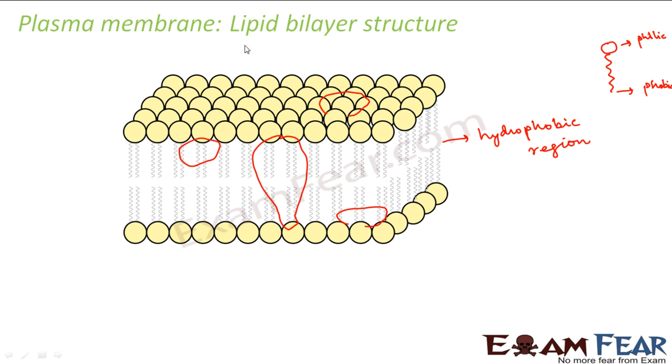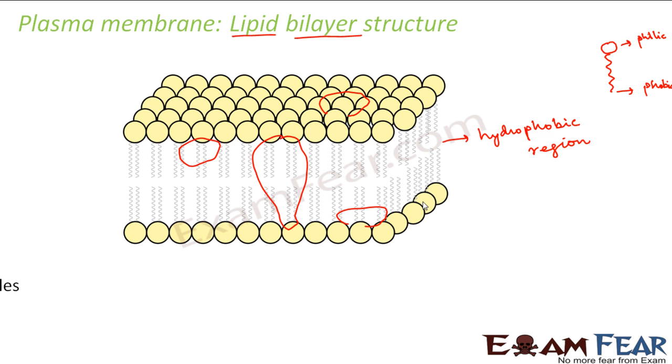Why is it known as a lipid bilayer? Because there are two layers of lipids. If you see, this is one layer and this is another layer. Basically, it is like two layers of lipids. Their hydrophobic ends are towards each other, therefore there is a hydrophobic region in between. Right? So are you clear with the structure of the plasma membrane?